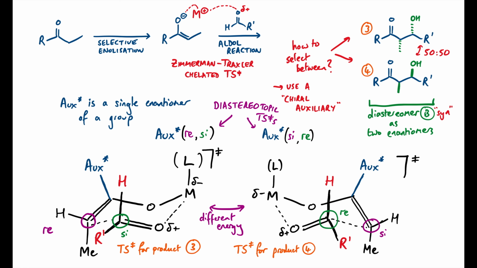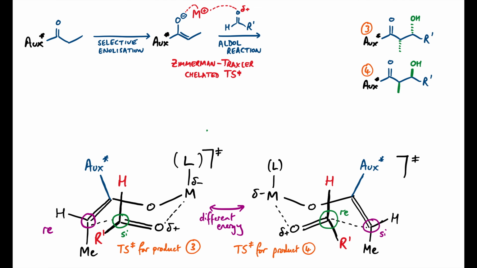Okay then, so I'm just going to do some tidying up of this screen to go forwards. So right from the start, I've replaced my R group that was originally on my ketone and then on my enolate with my chiral auxiliary. And bearing in mind that the auxiliary group has a single stereocentre in it of the same configuration in both, we've now changed the relationship between 3 and 4. These are now diastereomers of each other.